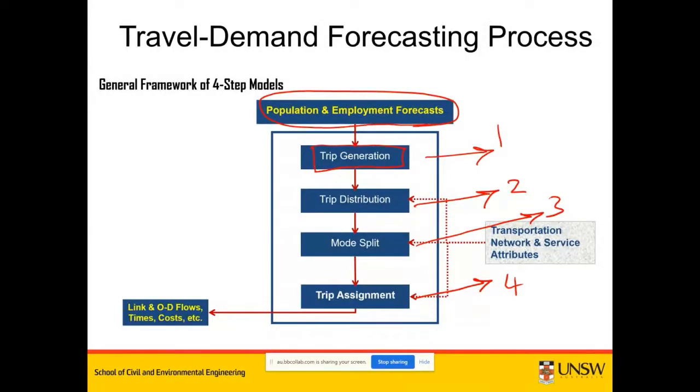Then from those generated trips, we'll try to figure out how they will distribute around the city. This gives us the OD matrix, an origin-destination matrix. In the mode split or mode share step, now that we know how many trips go from A to B, we look into what the mode split is: what percentage drives their own car, what percentage takes public transport, what percentage take a bicycle, etc.